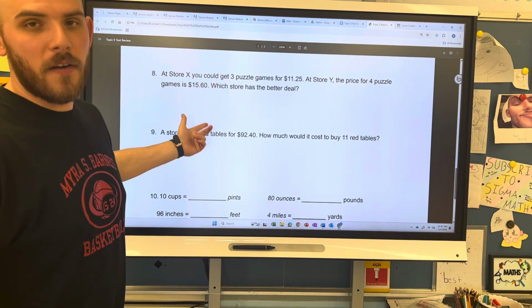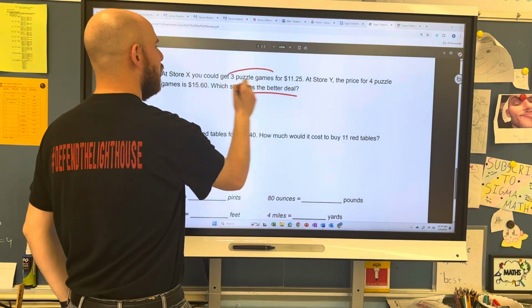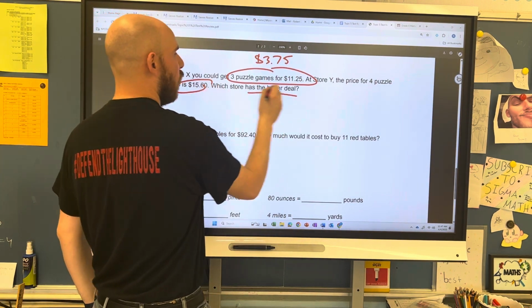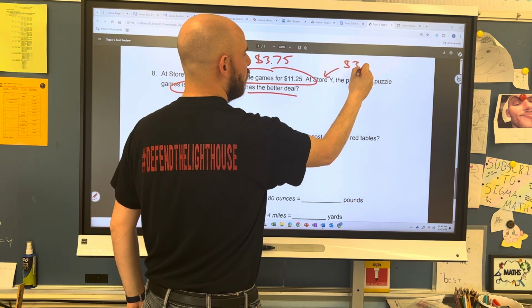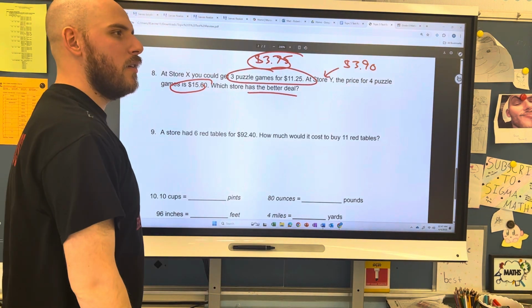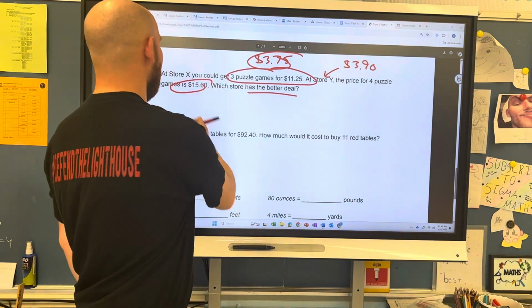For number 8, you have to divide them both to see which one is cheaper. I'll tell you the answer. This one is $3.75. This one, store Y, is $3.90. So $3.75 is cheaper. Which means that $3.75 is the better deal. On to number 9.